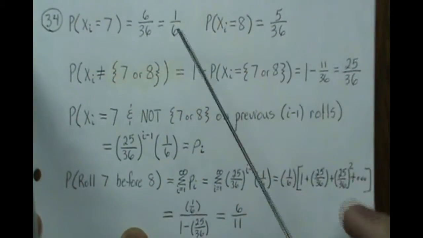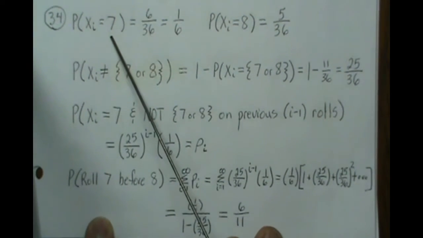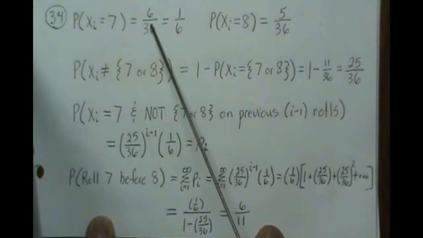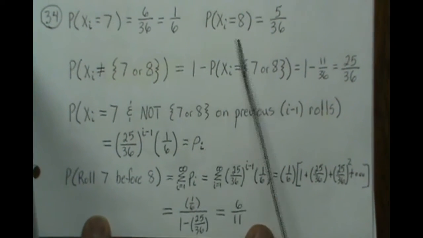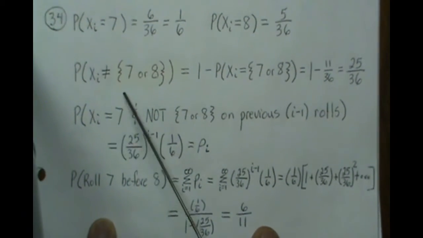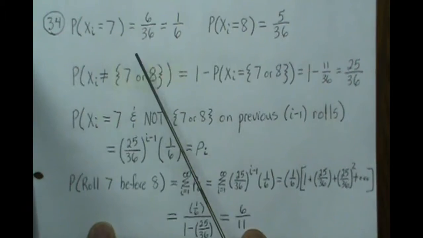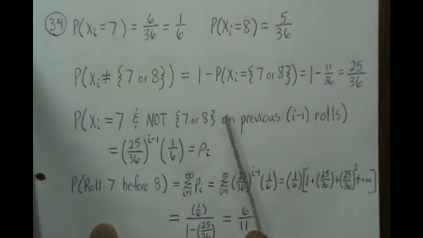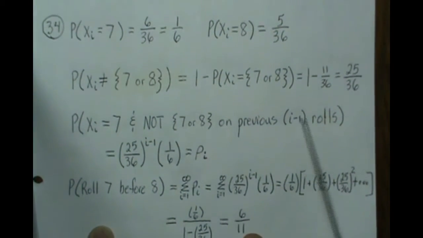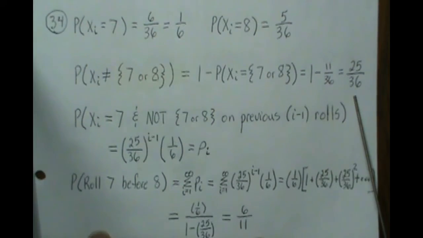Using two dice, the probability that we roll a 7, meaning the sum of the 2 dice is a 7: there's 6 ways to get a 7 out of the 36 possibilities, so it's 1/6. The probability that we roll an 8, there's 5 ways out of the 36. Now the probability that we do not roll a 7 or 8 would be 1 minus the probability that we roll this or that. Well, that's 1 minus 11/36, so the probability that we do not roll a 7 or an 8 is 25 over 36.